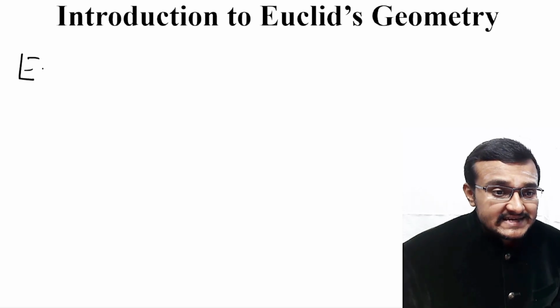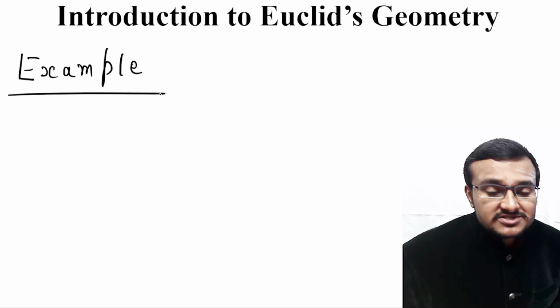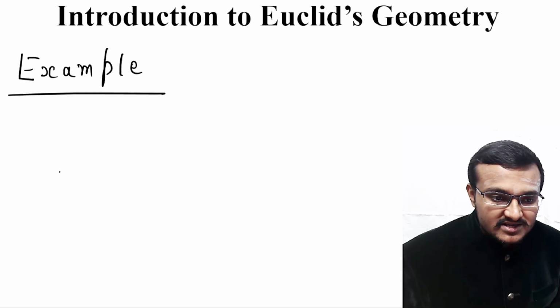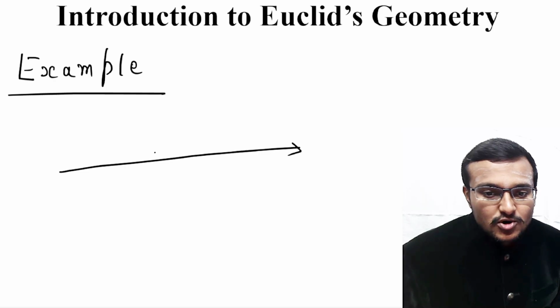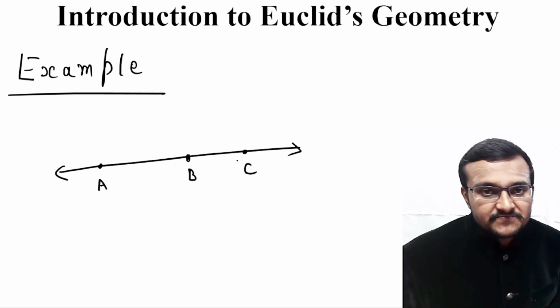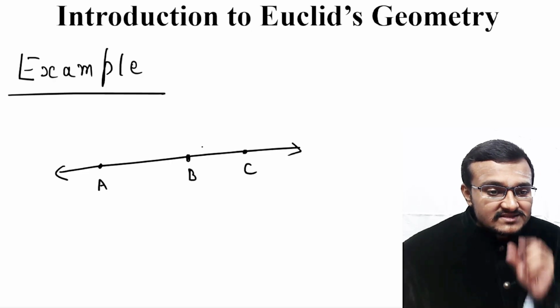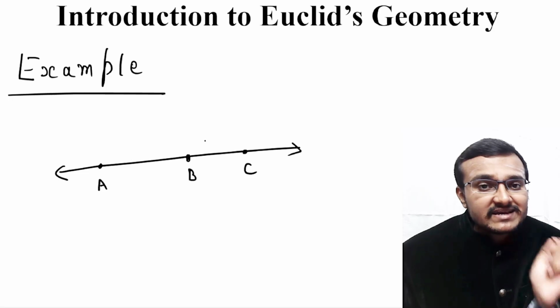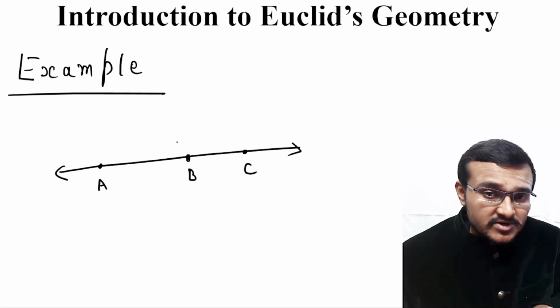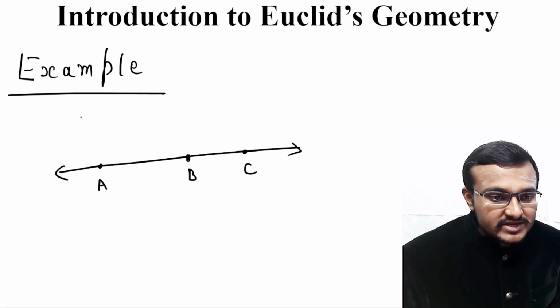Now we will look into the example 1 question. In example 1, they have given a particular straight line, like this. On this straight line, 3 points are there. One is A, the second one is B, and the third one is C. You should remember one thing, that point B is in between A and C. Based on this data, you have to prove AB plus BC is equal to AC.